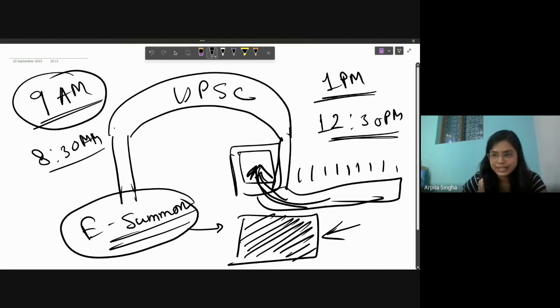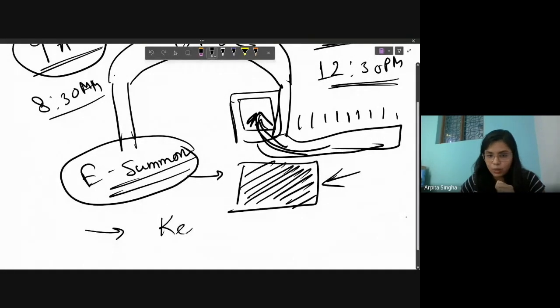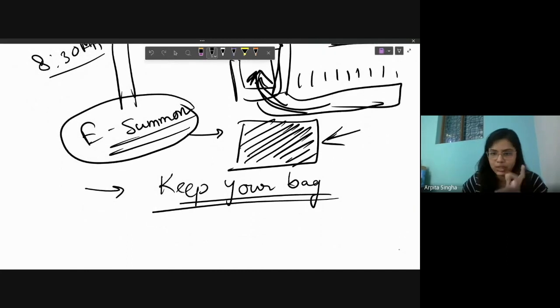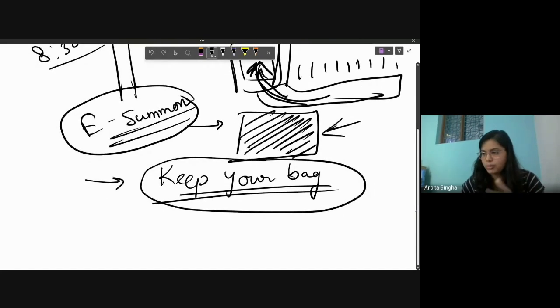So after entering the gate, they will tell you to go to a place where you can keep your bag. There are people who have this doubt: we are going alone, no family members are going with us, can we keep our bag? Yes, you can. There will be a baggage counter where you can keep your bag. It's like a mall. Just like we go to a mall, it's similar to that. You can keep your bag, you can keep your belongings.